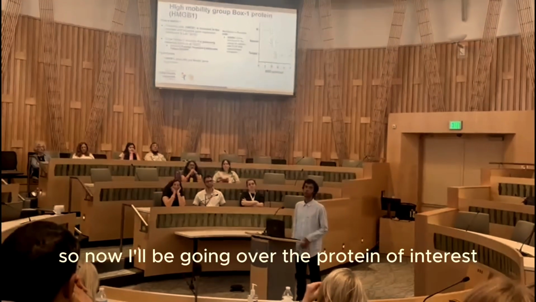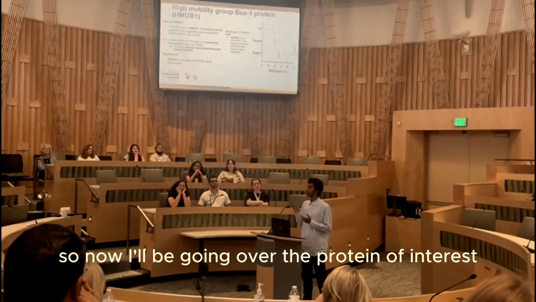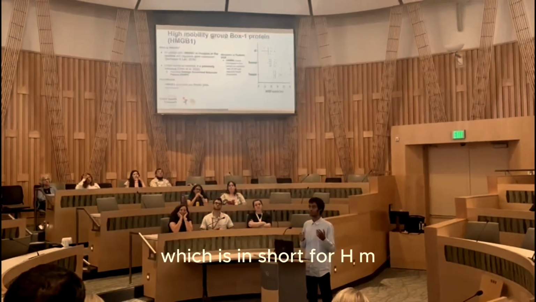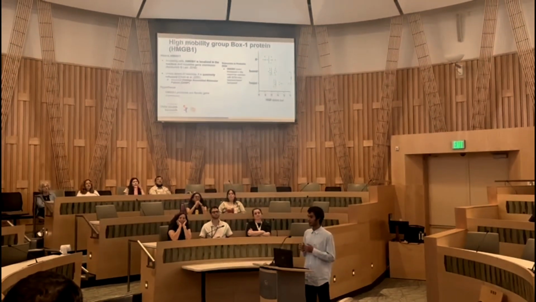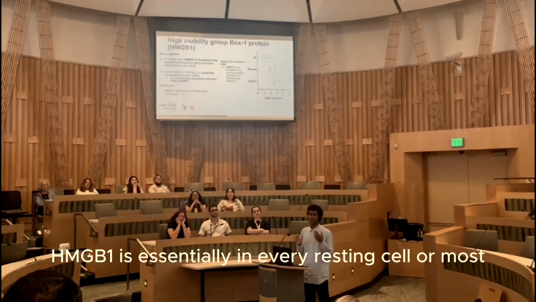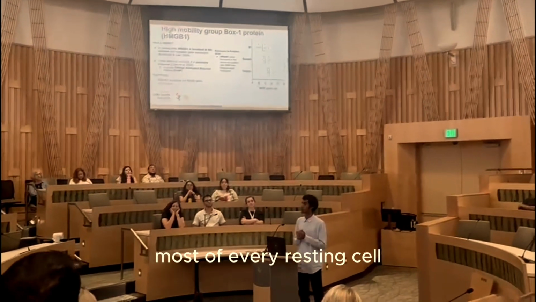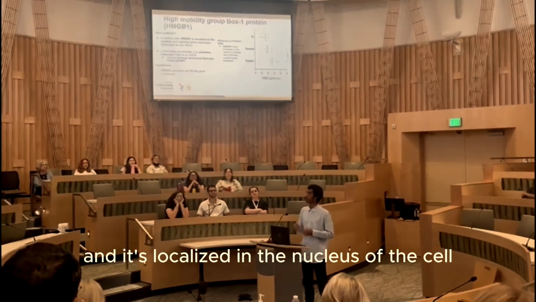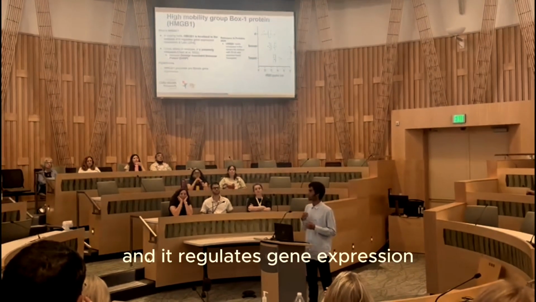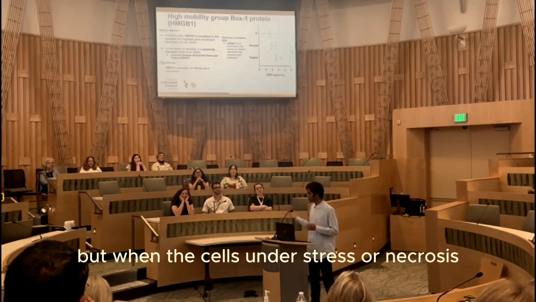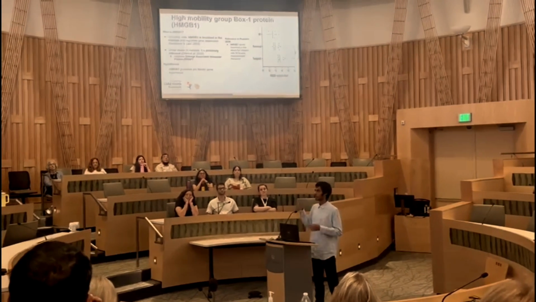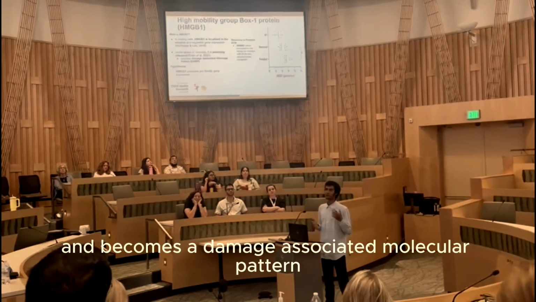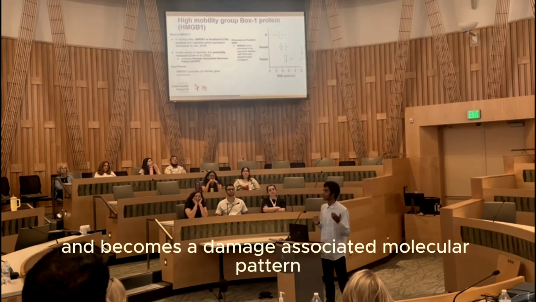So now I'll be going over the protein of interest, which is known as high mobility group box 1 protein, HMGB1 for short. HMGB1 is in most resting cells, localized in the nucleus of the cell, and it regulates gene expression. But when the cell is under stress or necrosis, HMGB1 is passively released, and it becomes a damage-associated molecular pattern.